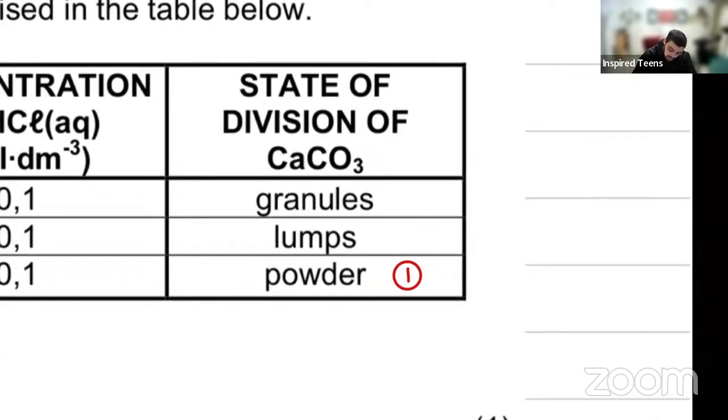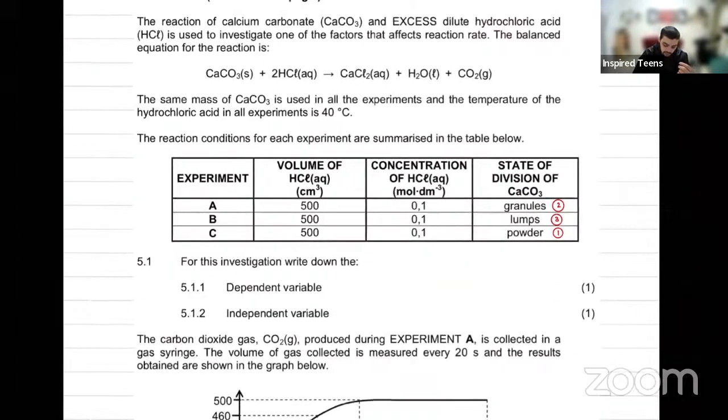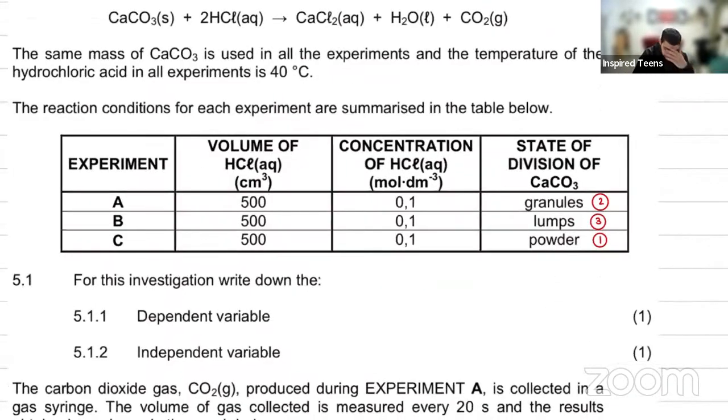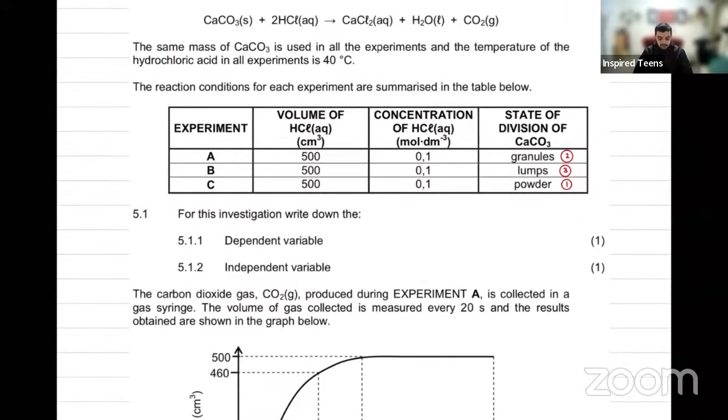Then granules is number 2, and lumps is number 3. Granules are like little balls. They kept in that form, and lumps are basically like heaps of a certain amount of compound. Very thick. Okay, let's have a look at the questions.